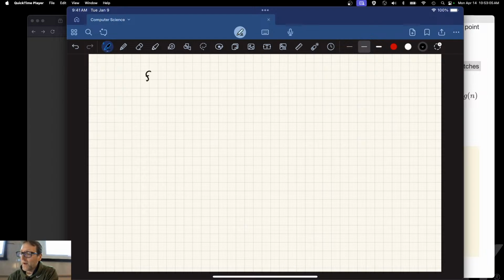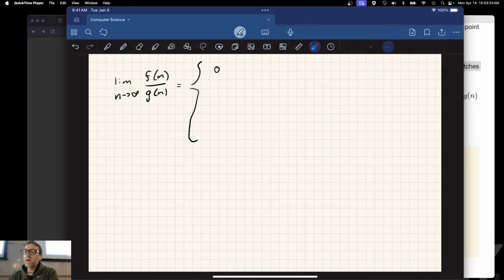If I take f of n and g of n, and I set up a ratio between them, and then I take a limit as n tends towards infinity, right? One of three things is going to happen. First of all, it could converge down to 0. Now, if it's converging to 0, that means that the denominator is growing way faster than the numerator, because this is getting bigger and bigger and bigger and bigger, right? This one is staying the same, or maybe it's getting big, but just not as big as this one, meaning that you're converging down to 0. That means that f of n is big O of g of n.